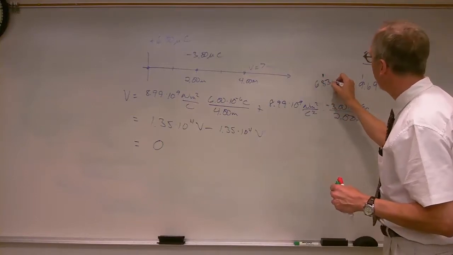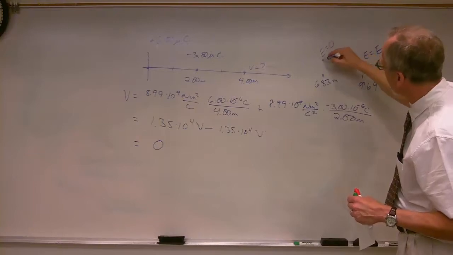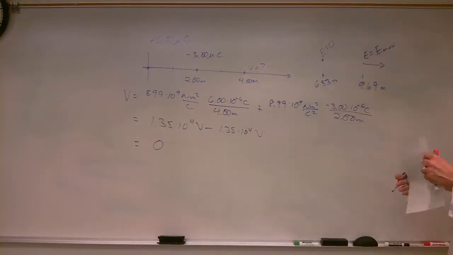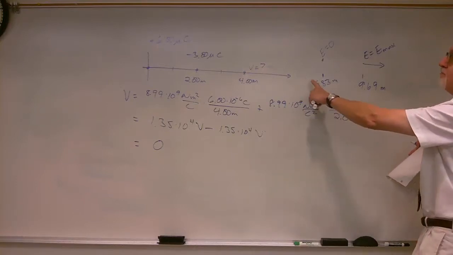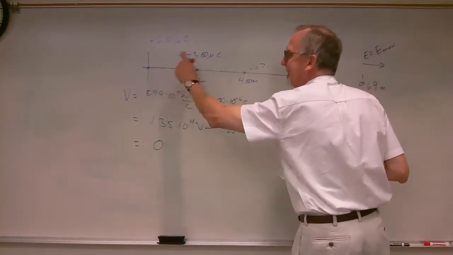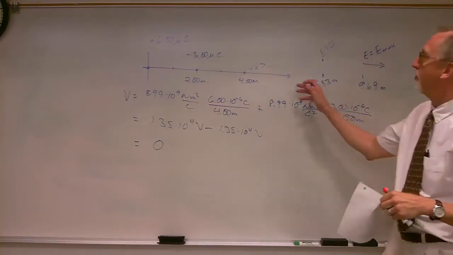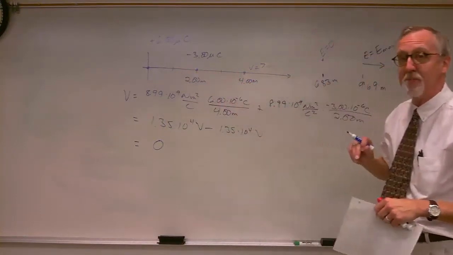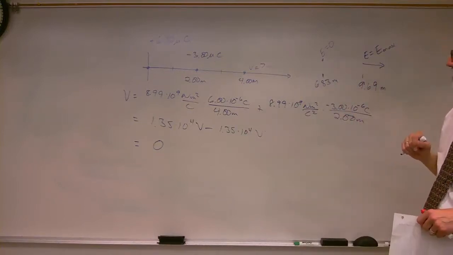6.83 meters, that's where the electric field is actually going to be 0. So if you calculate the electric field at the point 6.83 meters, these two electric fields will exactly cancel out. Essentially, that's where Q over R squared for each of them will have the same magnitude. One repulsive, one attractive, and they will cancel out.